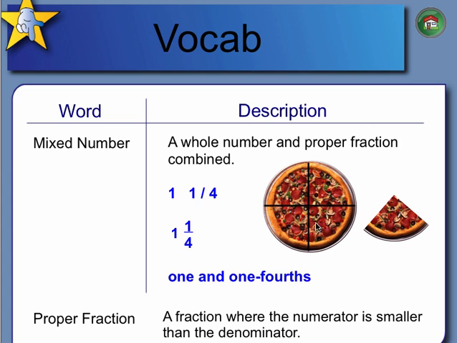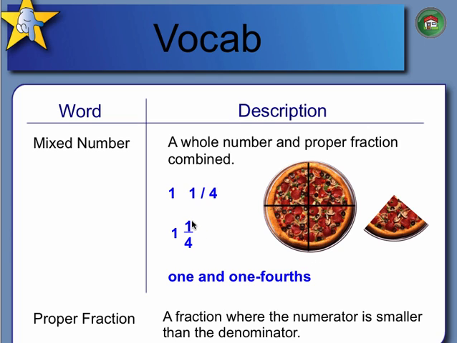I have a pizza on the side here that I've cut equally into 4 slices. And I also have one extra 1/4 piece from a second pizza. So my mixed number would be 1 and 1/4 written horizontally, 1 and 1/4 written vertically, and in word form, 1 and 1/4.